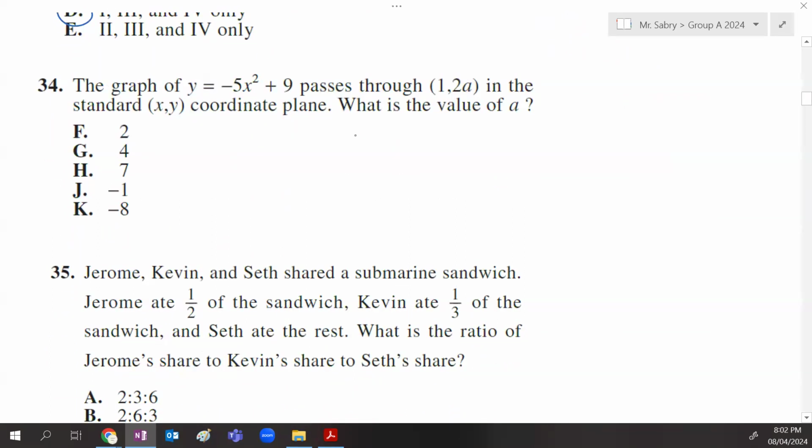The graph of this passes through this point. Whenever a point passes through a specific graph and I know the equation of it, this is considered the x and y, and I can substitute those over here. So I'll put instead of the y 2a, and instead of the x, I'll substitute the 1. That would get you that 2a is equal to 4, which then means that a must be equal to 2. F is the correct answer.